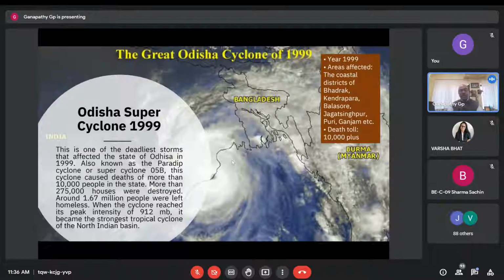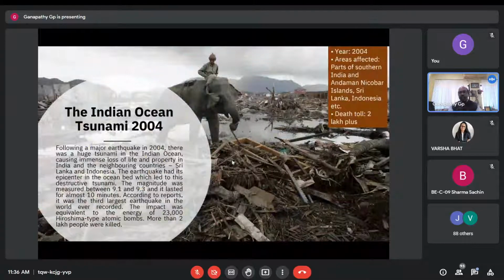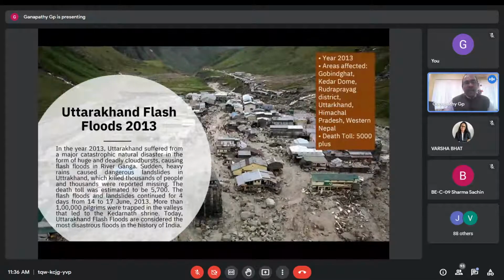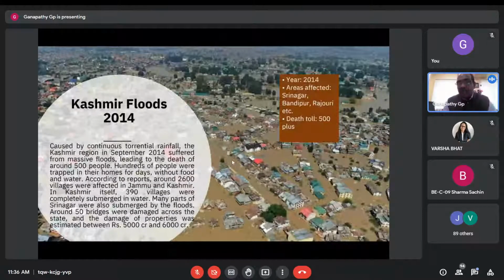We had 10,000 people die. And in the Gujarat earthquake, more than 20,000 people died. And in the Indian Ocean tsunami, almost 2 lakh people died all over the world. In the Uttarakhand flash flood, somewhere around 5,000 people died. And in the Kashmir flood, 500 people died.